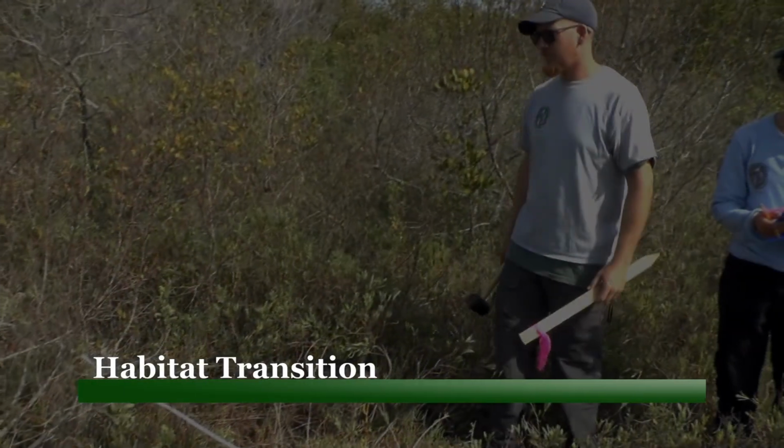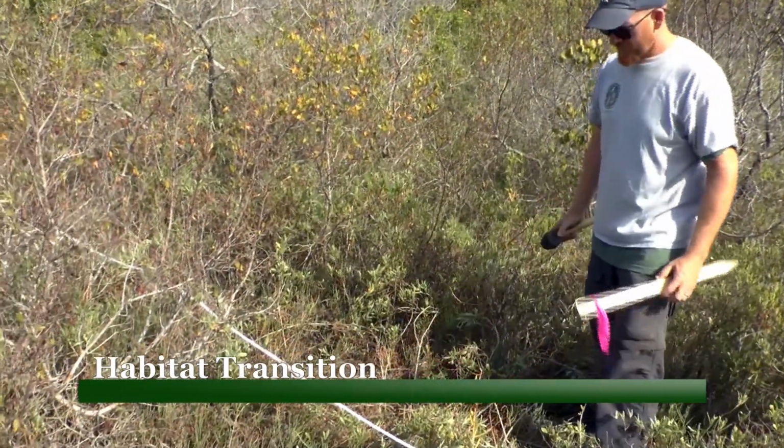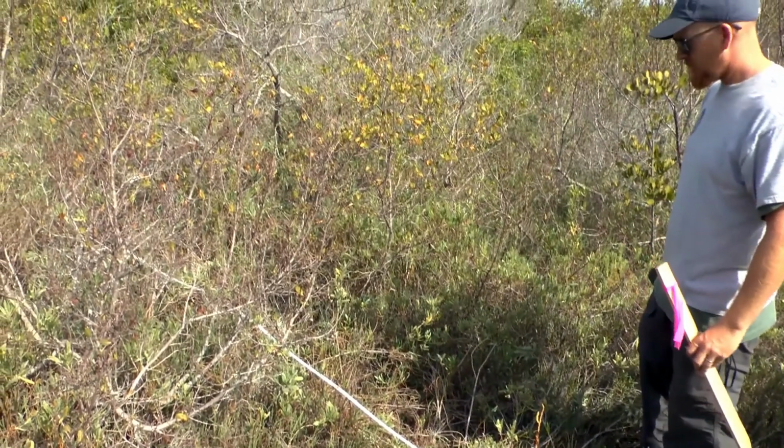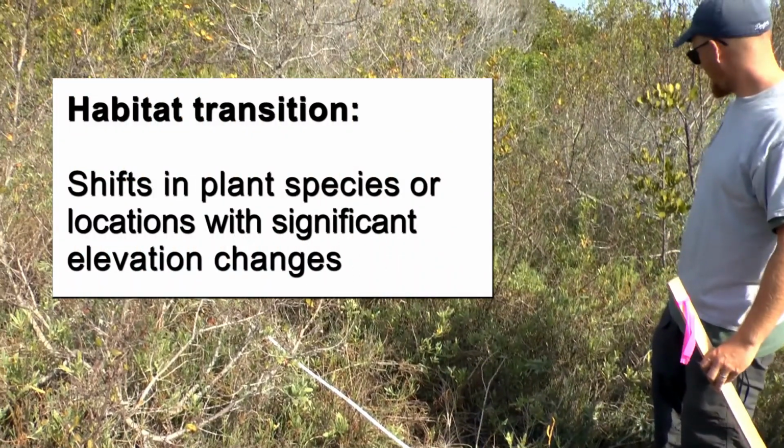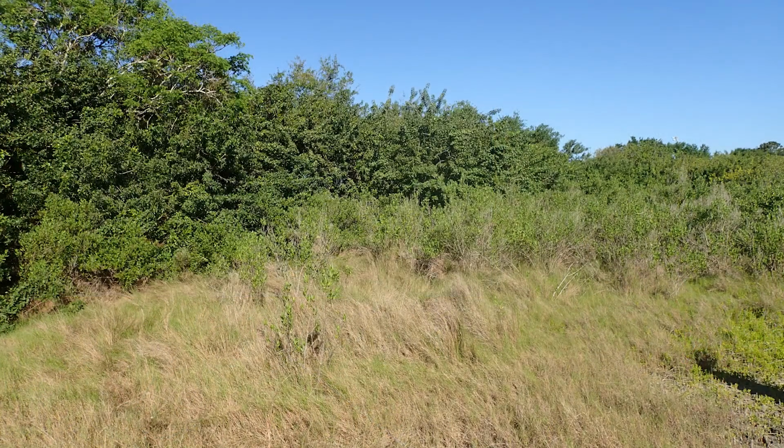Habitat transition. Extend a transect tape along the surveyed transect and identify locations of habitat transition. Habitat transitions may be identified by shifts in plant species or locations with significant elevation changes. Note that not all shifts in vegetation may be accompanied by a pronounced change in elevation, but should still be considered separate zones for monitoring.